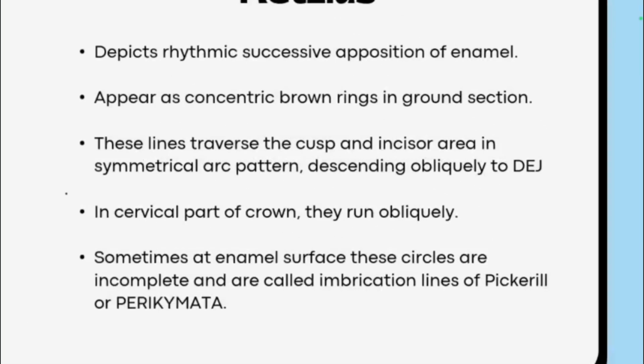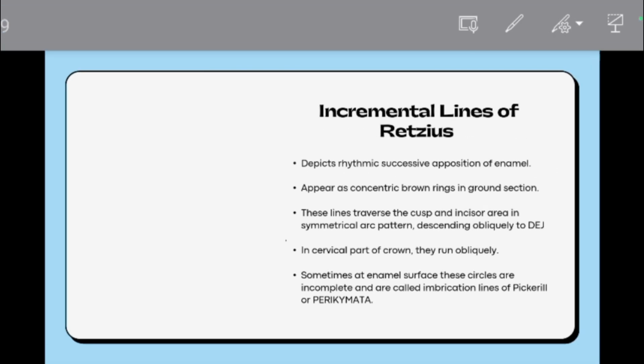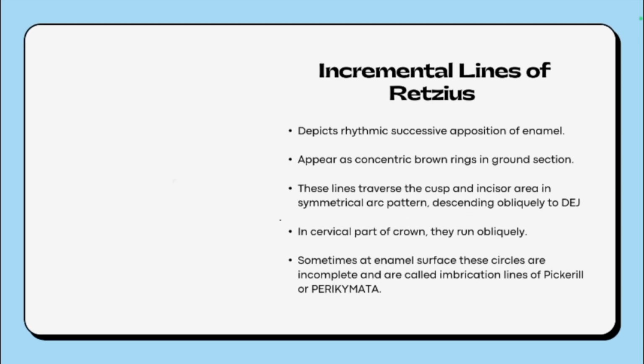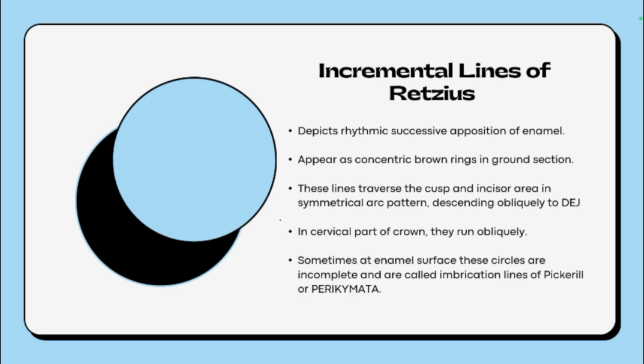Going further on, incremental line of Retzius. It depicts the rhythmic successive apposition of enamel, and it appears as concentric brown rings in ground section, and in the cervical part of the crown they run obliquely.